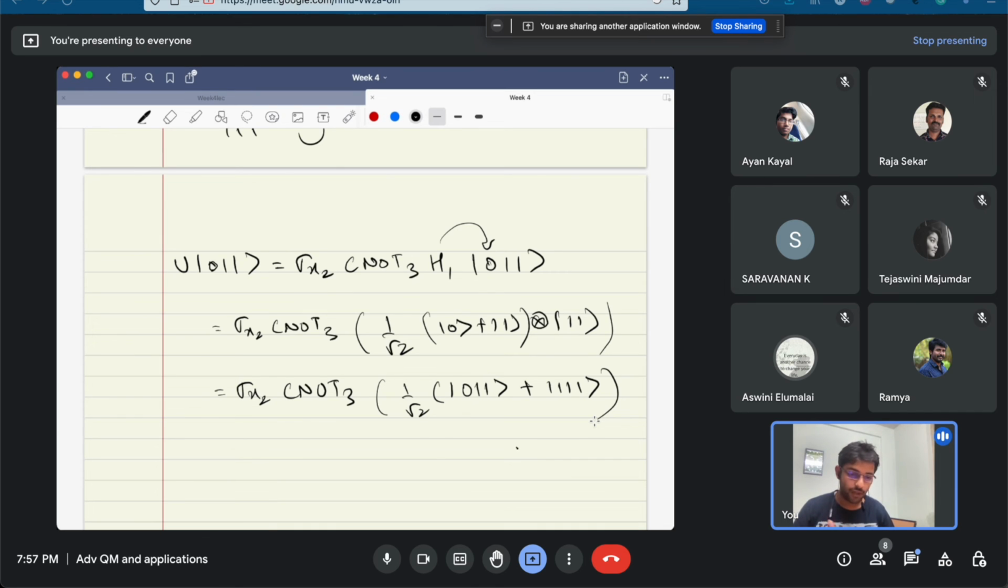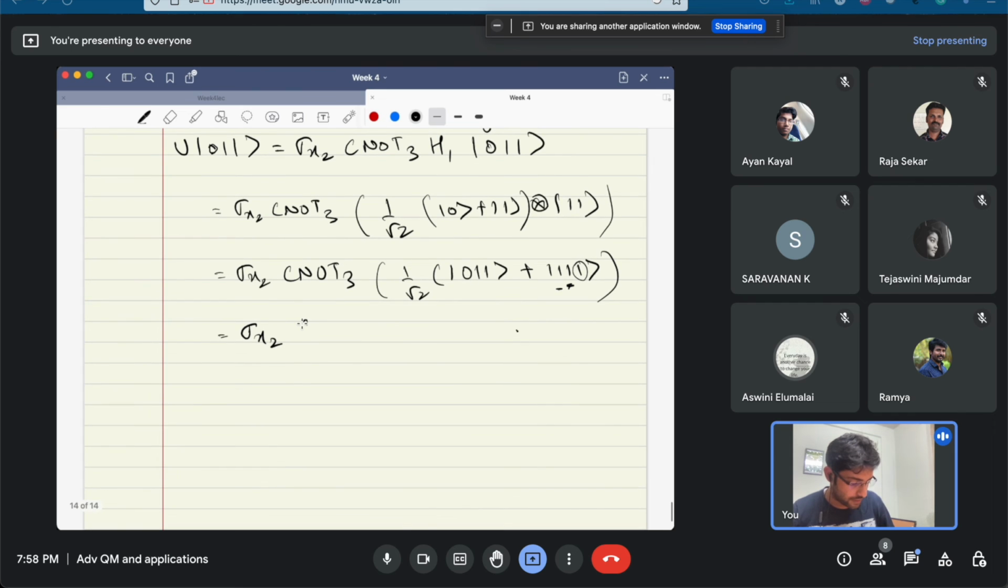So your C naught 3 is going to act on which one? Can anyone tell? It's pretty straightforward. So the ones in which the first 2 qubits are the control ones. So you obviously know that since these two are the qubits where there's 1, that means only this bit is going to get flipped, right? So I believe the quantum computation is probably now getting straightforward.